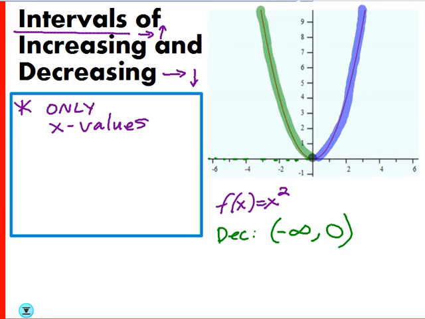And then, all of a sudden, as soon as we move just a little bit past the 0 on the right side, I start to go up. It's going to keep on increasing indefinitely when I go right on the x-axis. And again, these are only intervals of x values.